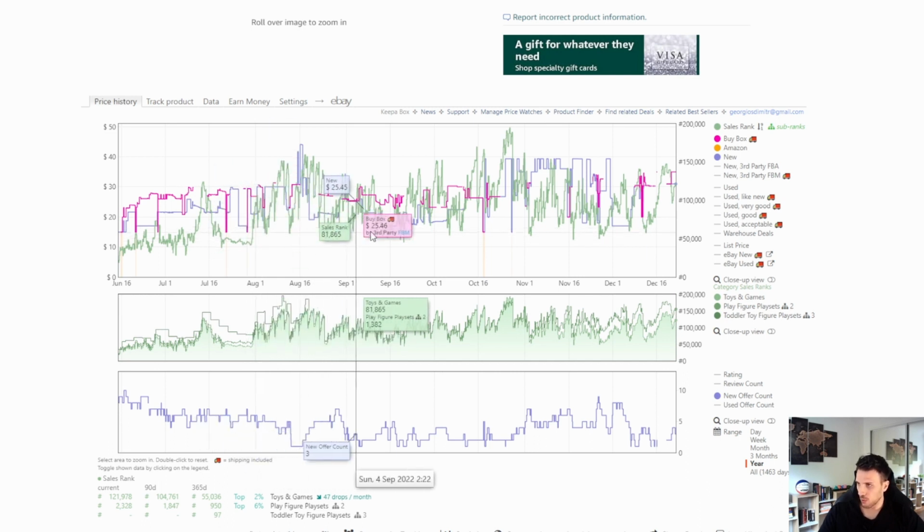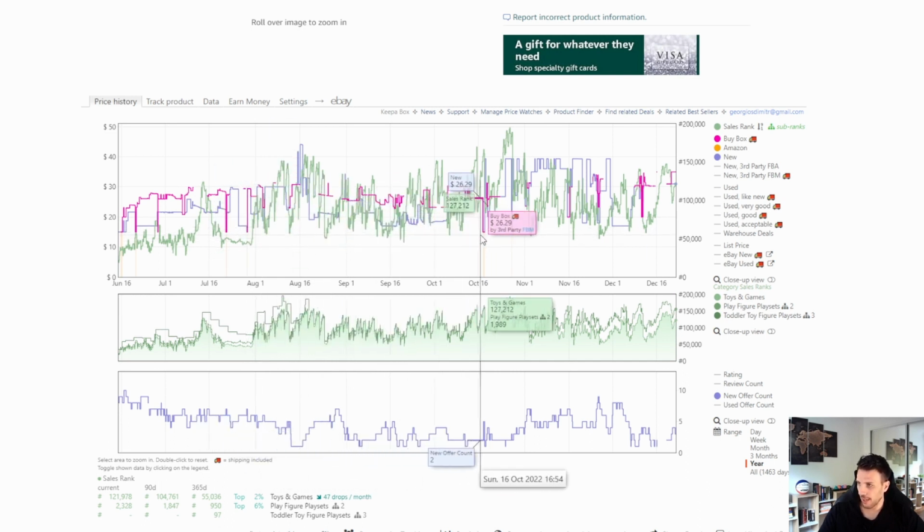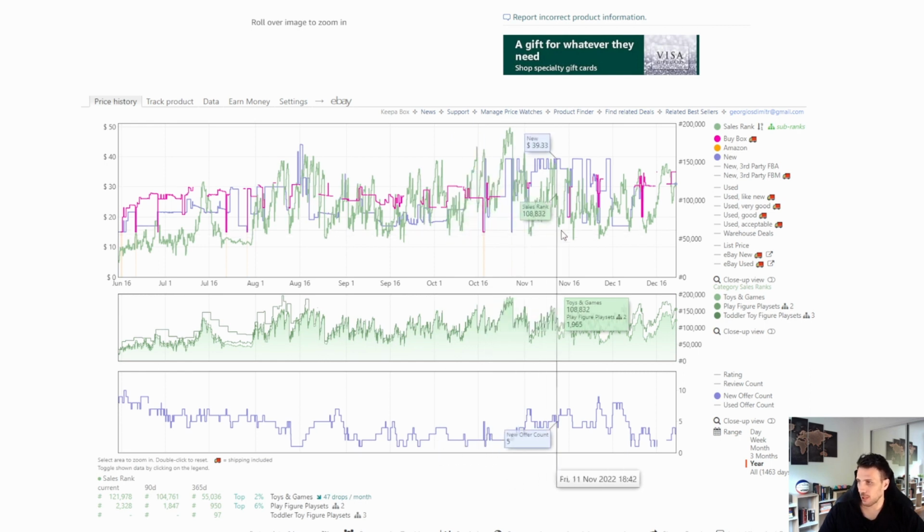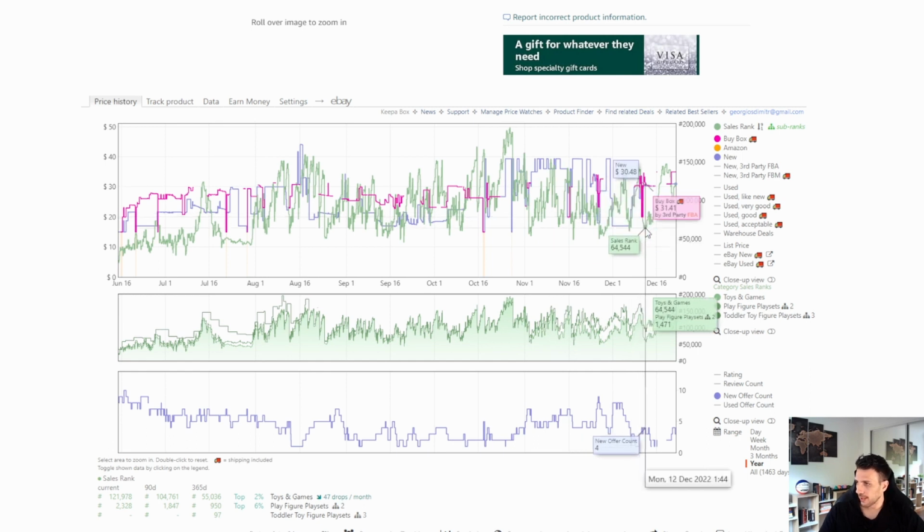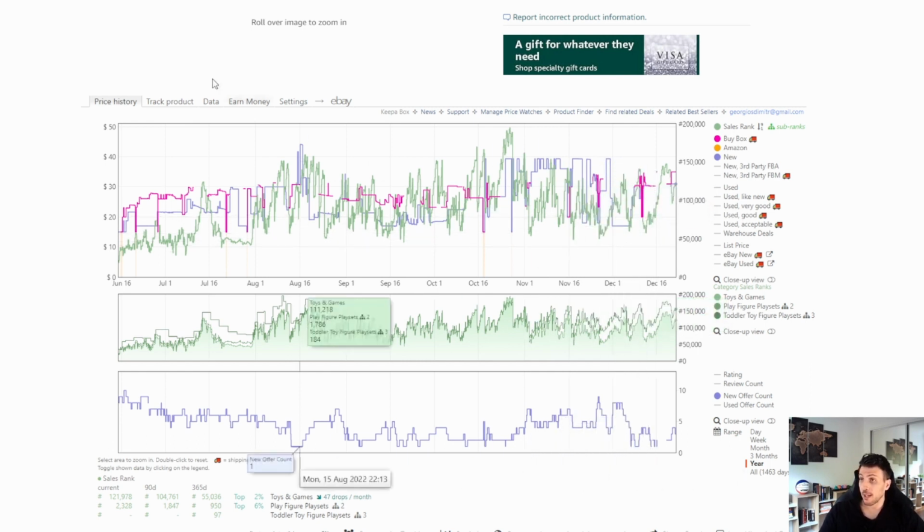Every time it dips well below the break even, it's pretty much Amazon coming back in stock with probably a unit or two only, or maybe just very, very few units, and they sell them out and then the price jumps back up. So I personally wouldn't be too worried about that. If Amazon's on the listing for a day or so and they sell a few units and then they sell out and then we're selling again, that doesn't seem too bad.